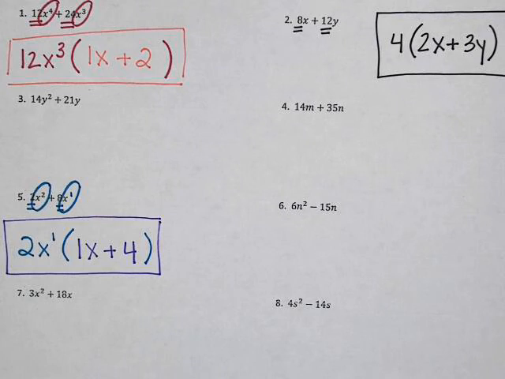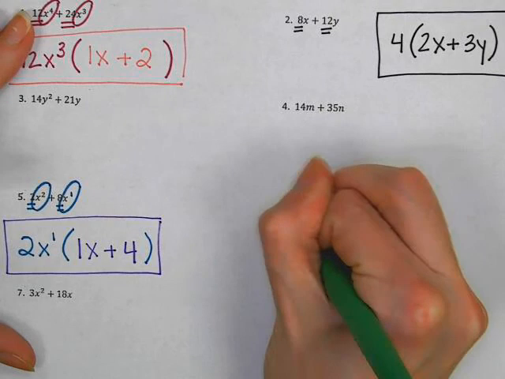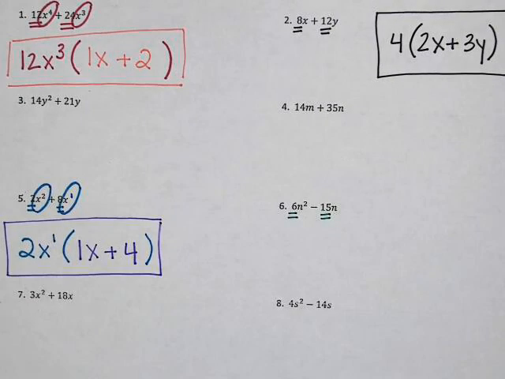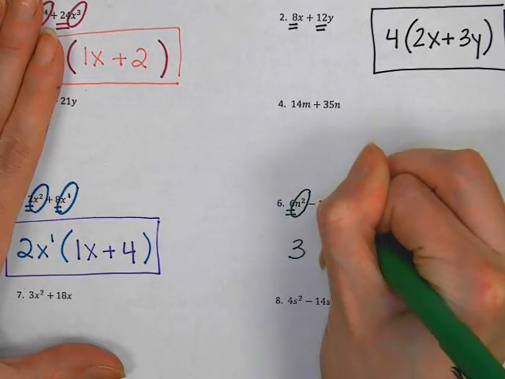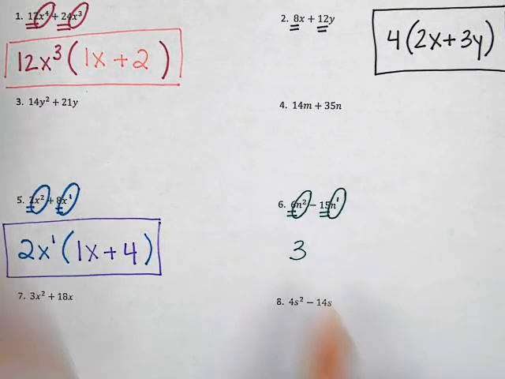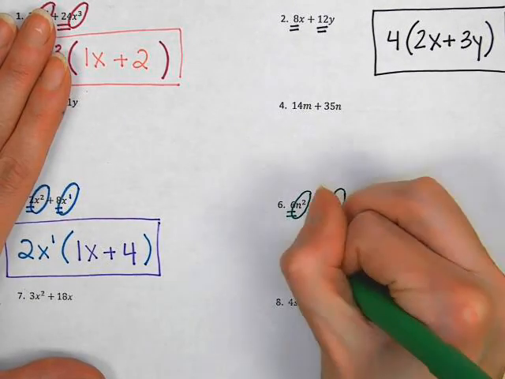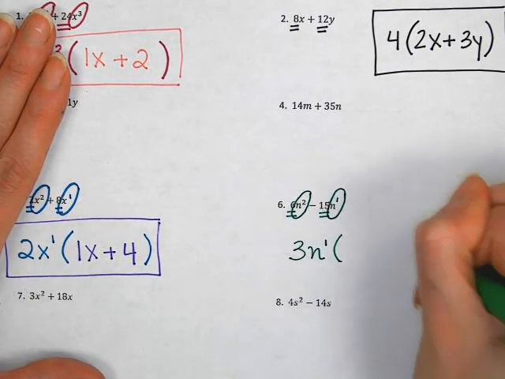All right, last one, number 6. So numbers first. Out of 6 and 15, what is the greatest common factor? 6 and 15 both divide by 3. And then they both have an n, so that means you can pull out the smaller amount. So we can pull out a single n, or n1.